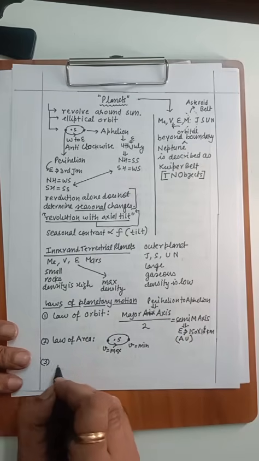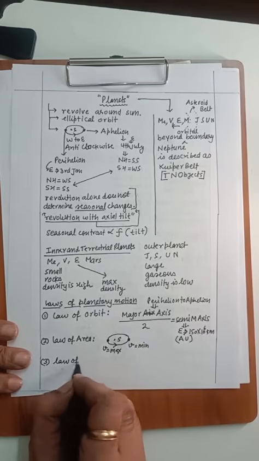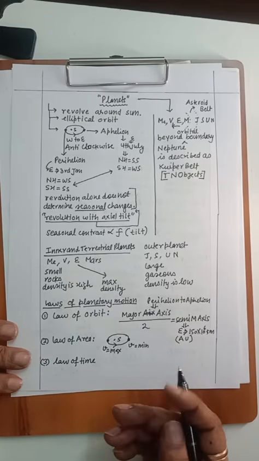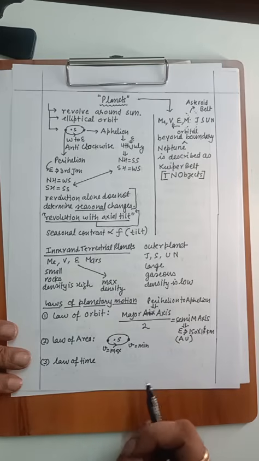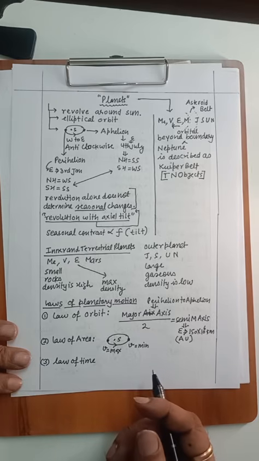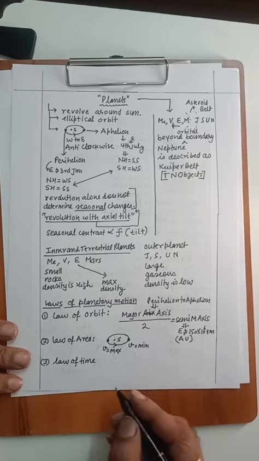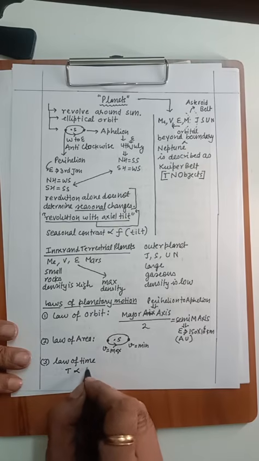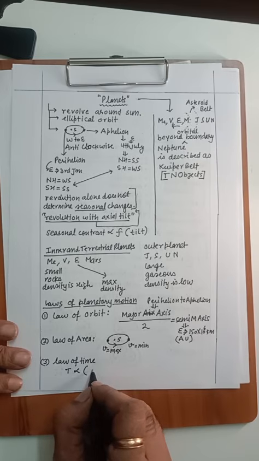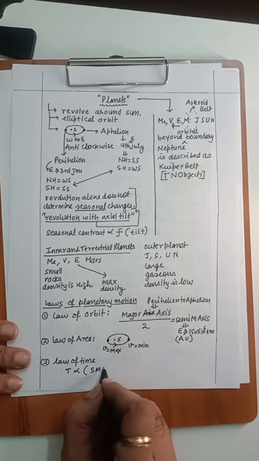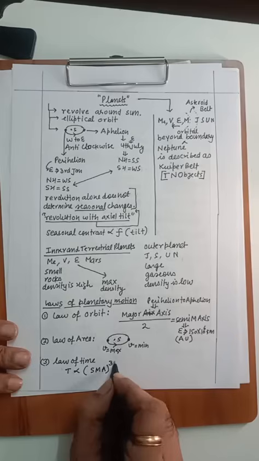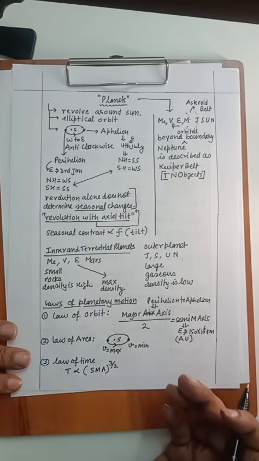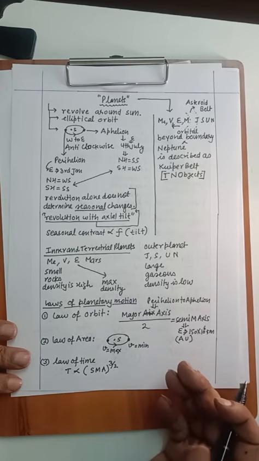Third is the law of time. The law of time is the relationship between the orbital time of a planet and the semi-major axis. So remember that the orbital period of a planet is directly proportional to the semi-major axis to the power 3 by 2. It means as the average distance between the Sun and a planet increases, its orbital period increases.